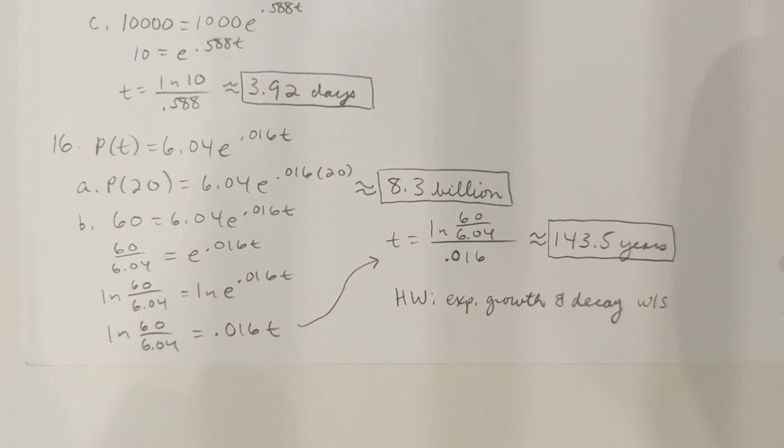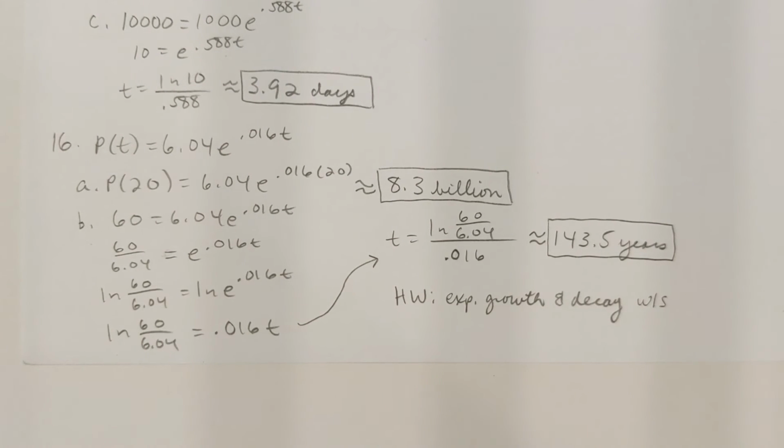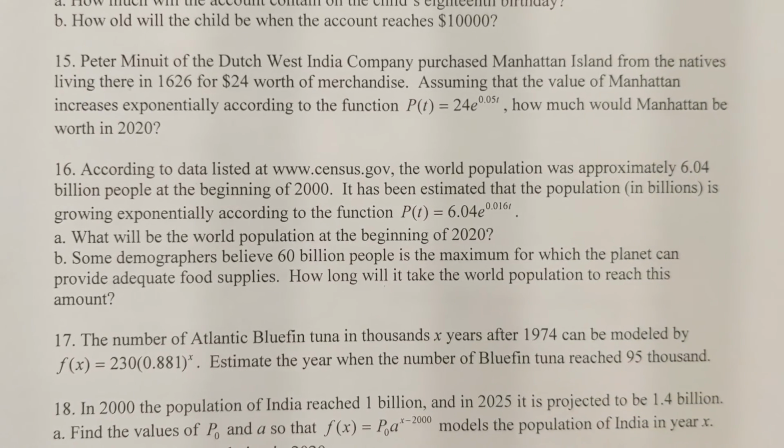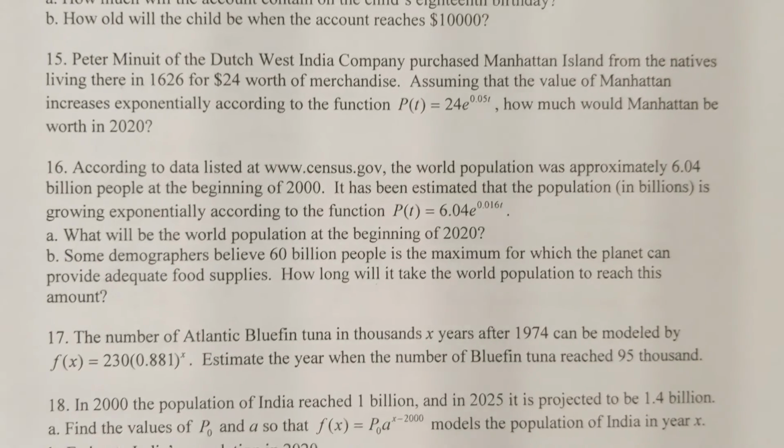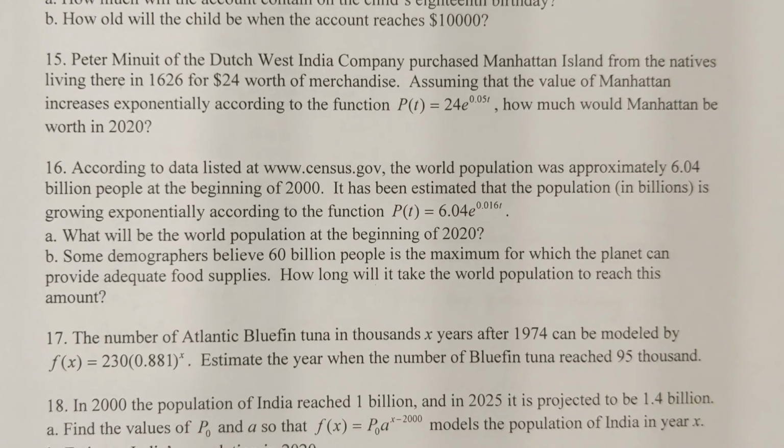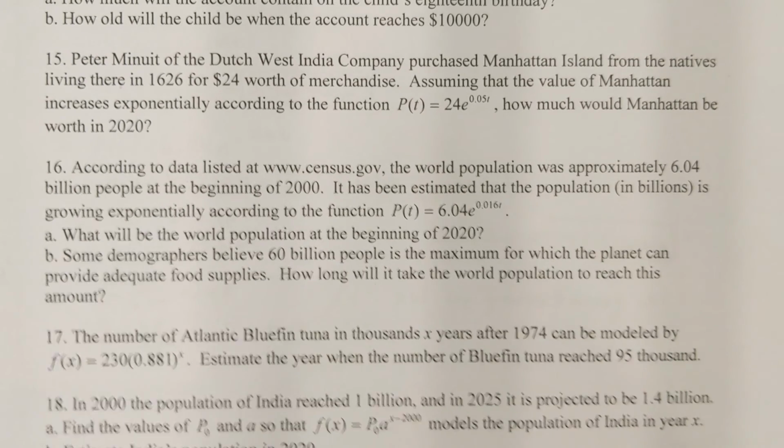Okay, let's take a look at one more. Problem 16 is another exponential growth situation. It says, according to data listed at www.census.gov, the world population was approximately 6.04 billion people at the beginning of 2000. It has been estimated that the population in billions is growing exponentially according to the function P of t that's given there. All right, part A, what will be the world population at the beginning of 2020?